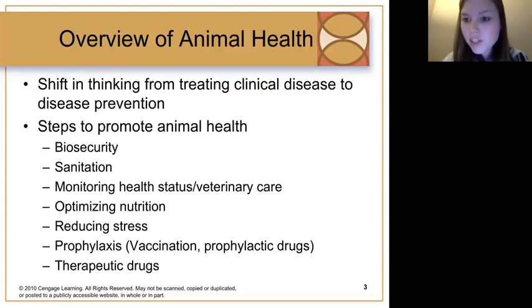Some of these we mentioned a little bit on Tuesday with the animal disease lecture. So biosecurity is a really big one. Sanitation, monitoring health status and vet care, optimizing nutrition is a big one, reducing stress, also really important, and then prophylaxis, so vaccination and prophylactic drugs, as well as therapeutic drugs.